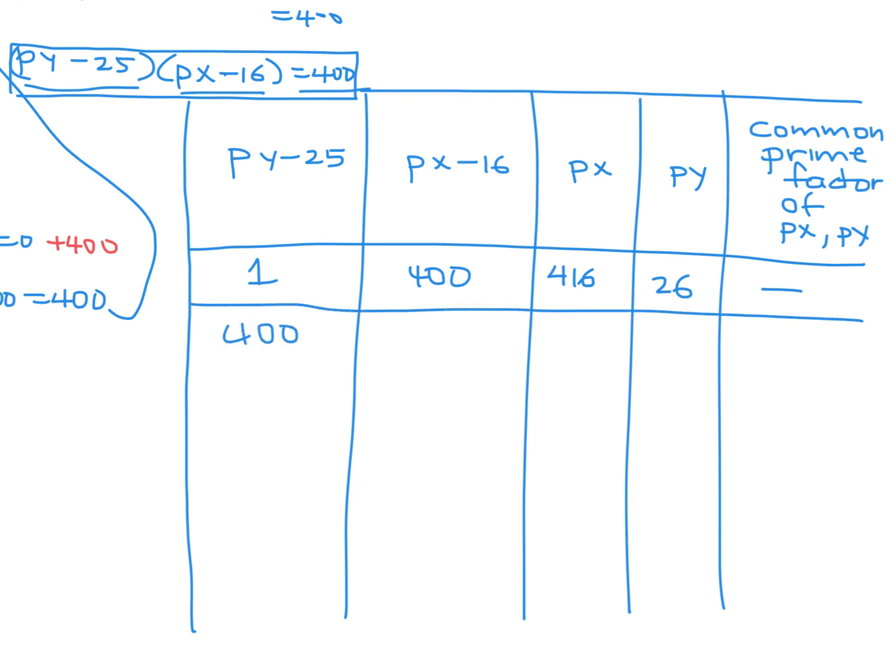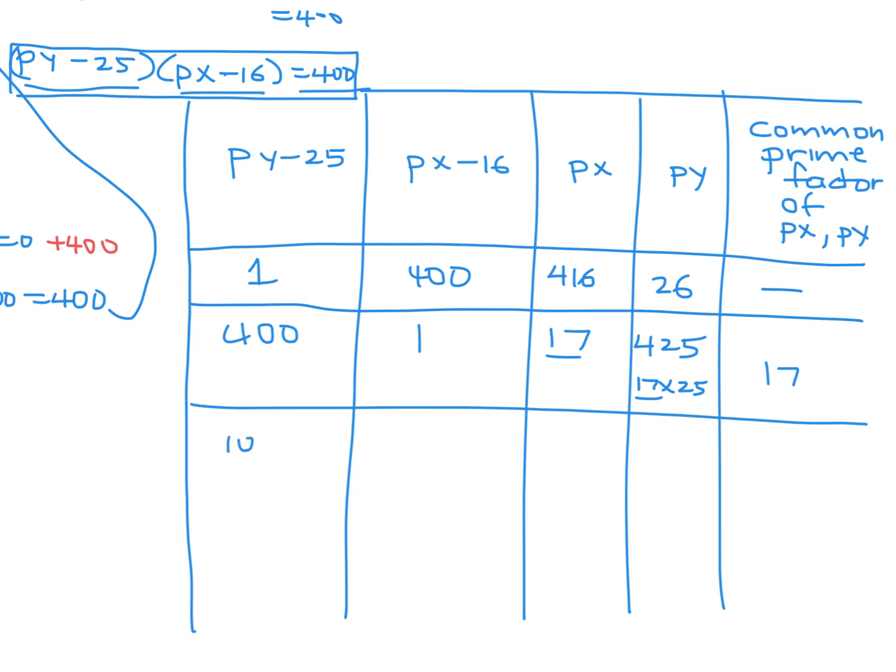So let's try the 401, that guy. So if py minus 25 is 400, that means py is 425, and then px would be 17. Okay, I think this is going to work because 425 is 17 times 25. So that means the common prime factor is 17. See what I mean? Okay, I'll do one more that actually works. If we have py minus 25 is 100, and this is 4. This is going to be 20. This is going to be 125. And 20, as you know, is 5 times 4. And 125 is 5 times 25. So the common prime factor there is 5.